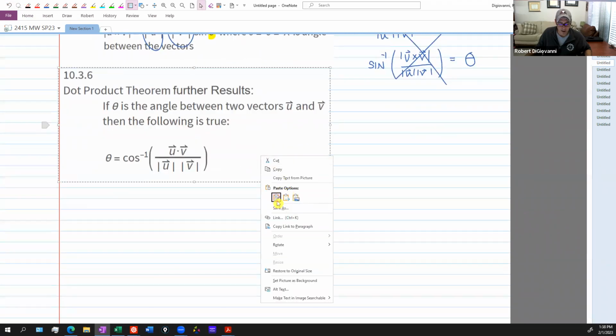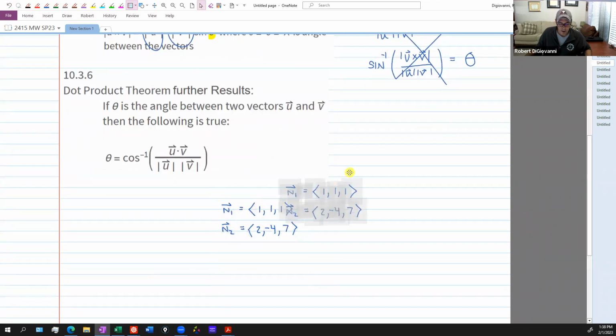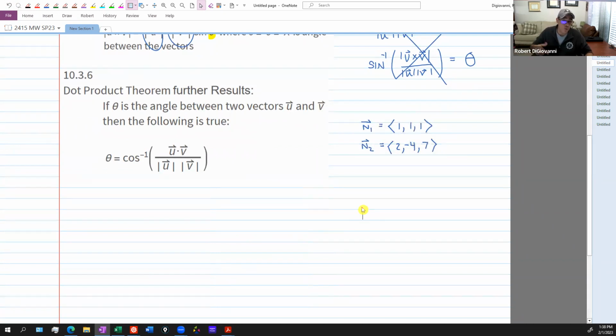Once I have those, I'm going to go right here to this formula, except instead of using U and V, I'm using N1 and N2. So theta is equal to cosine inverse of U dot V. That means I need to figure out what N1 dot N2 is. Remember, the dot product always gives you a number. So you just multiply these two together: 1 times 2 is 2. You add to that these two multiplied together, that's -4. And then you add to that these two multiplied together, that's 7. So what do we have there? 5. So we have a 5 in the numerator.